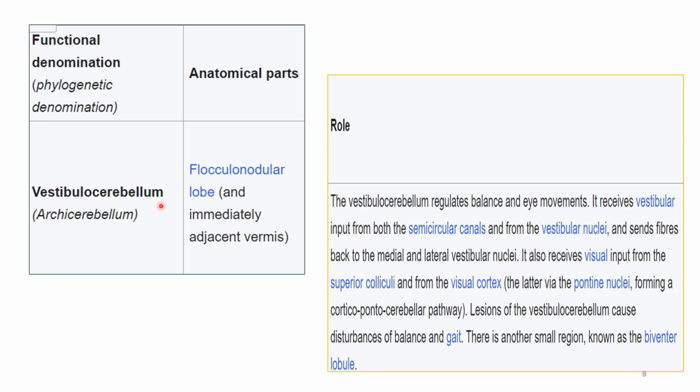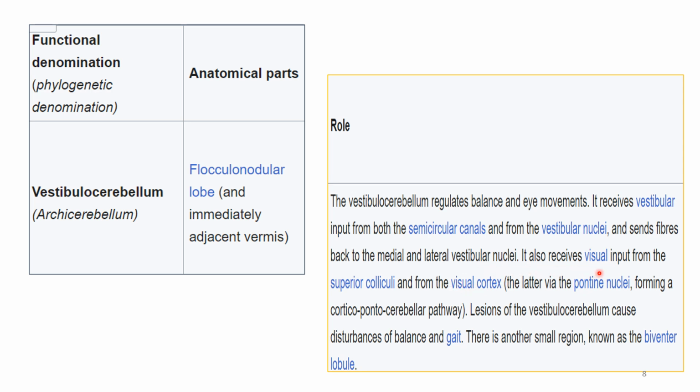The vestibulocerebellum is composed of the flocculonodular lobe and the immediately adjacent parts of the vermis. So what is the role of the vestibulocerebellum? The vestibulocerebellum regulates balance and eye movements. It receives vestibular input from both the semicircular canals and the vestibular nuclei, and sends its fibers back to the medial and lateral vestibular nuclei.